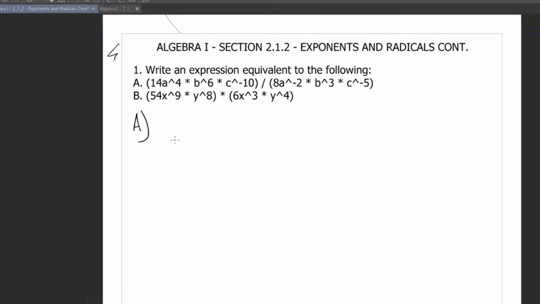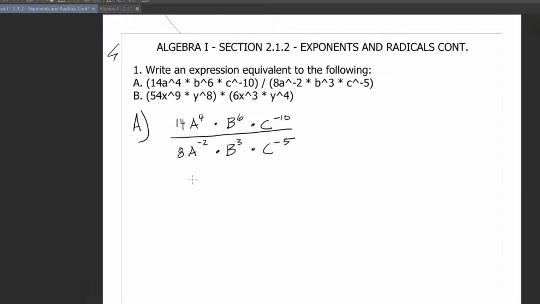Write an expression equivalent to the following, and I'm going to write this out for you. 14, I'm going to put capital letters here, A to the fourth times B to the 6 times C to the negative 10. All that's going to be divided by 8A to the negative 2 times B to the 3 times C to the negative 5.